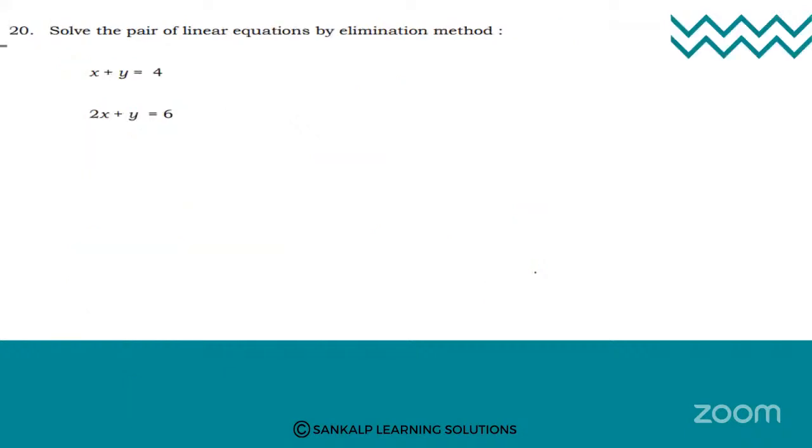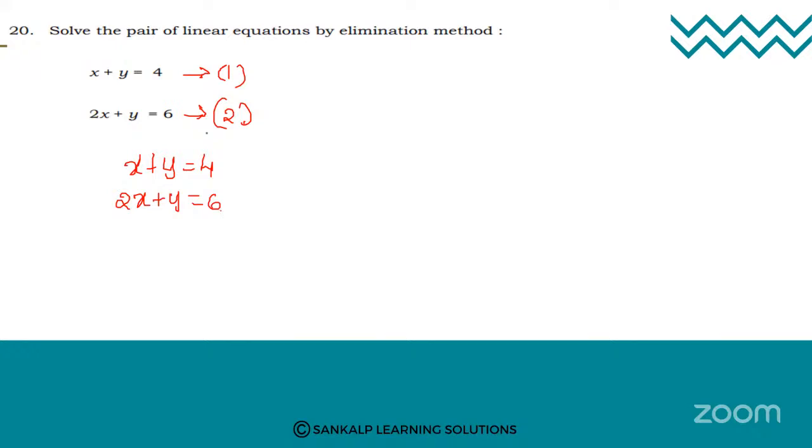Next one. Solve the pair of linear equations by elimination method. Okay, we need to use the elimination method here. So here two equations they have given. This is equation 1 and this is equation number 2, and this question is for 2 marks. Here they may ask the substitution method also, any method. Here they have asked the elimination method. So write down the equations: x plus y is equal to 4 and 2x plus y is equal to 6.